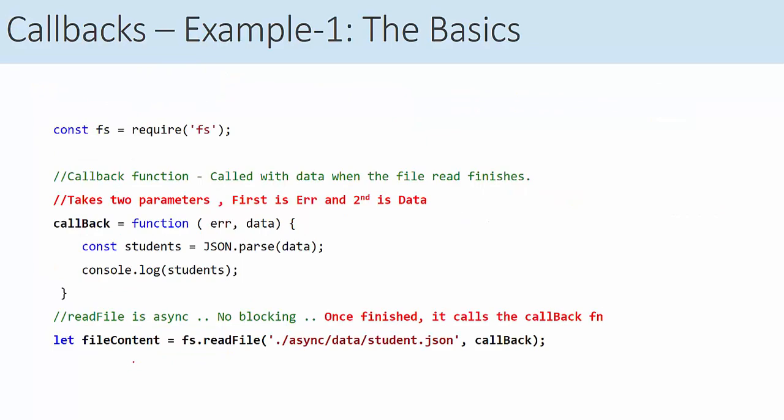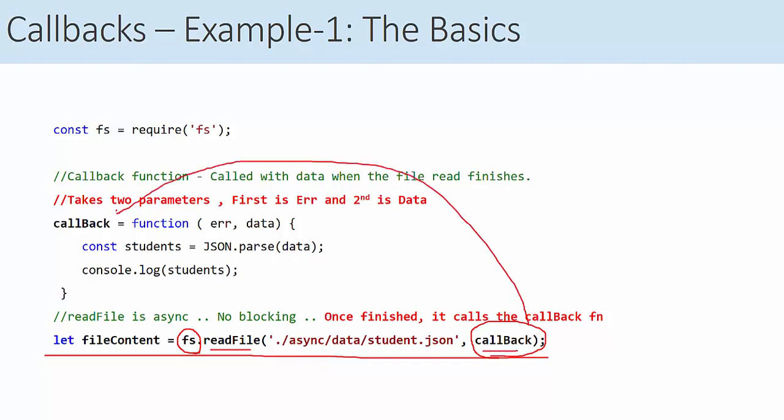Let's see the first example. Here, in this example, we are going to read a file from the disk. We are using the fs readFile function. This function is asynchronous. So we need to provide a callback function, telling readFile that when you finish, please call back this function with the data. This is the callback function here. The function name is callback. The function is here. So we are telling fs readFile, when you finish, call back this function.